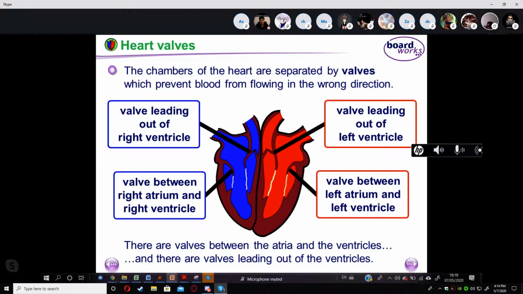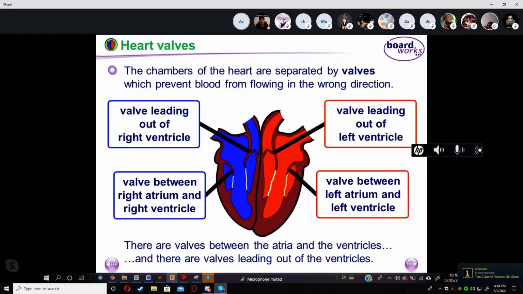Aza, can you tell me? What are the valves called between the atrium and the ventricle? The two ones, like bicuspid and tricuspid, or just the general name. Atrioventricular. Very good.